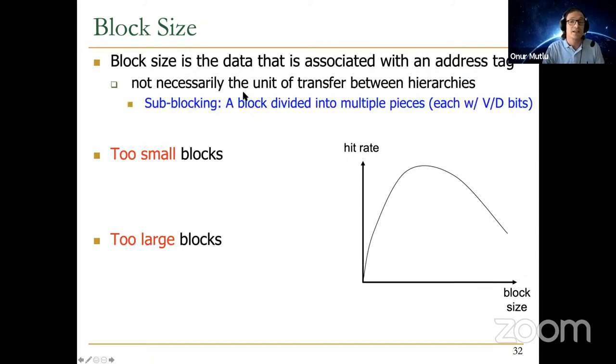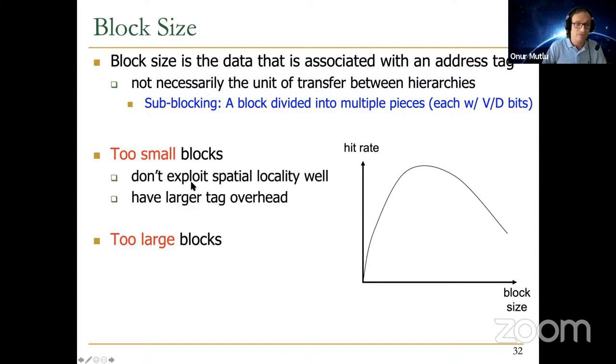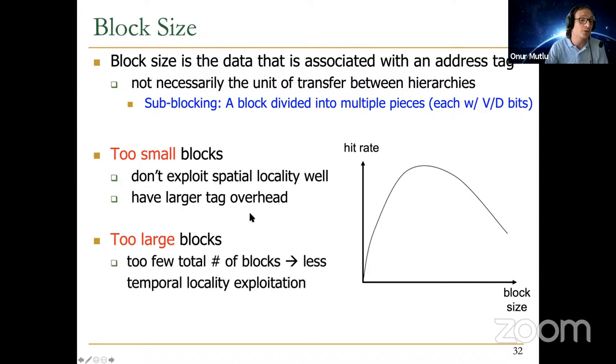So this is not necessarily the unit of transfer between hierarchies. It's good to know that. Subblocking, remember subblocking: a block is divided into multiple pieces, each with its own valid and dirty bits. That could be the unit of transfer between different caches and the memory hierarchy. But if you have too small blocks, you don't exploit spatial locality well and have a larger tag overhead as well. So there's one other downside of too small blocks. If you have too large blocks, then you have too few total number of blocks in your cache, assuming the cache size is kept constant.